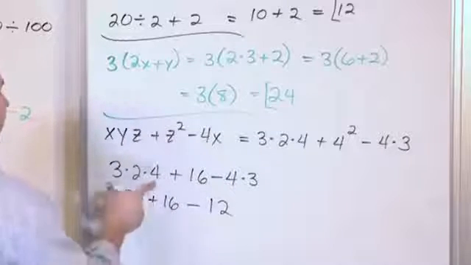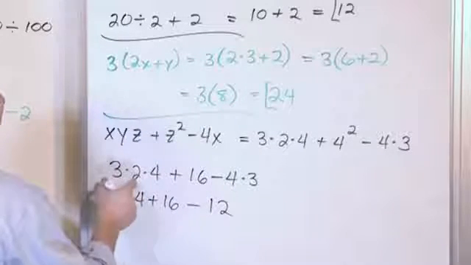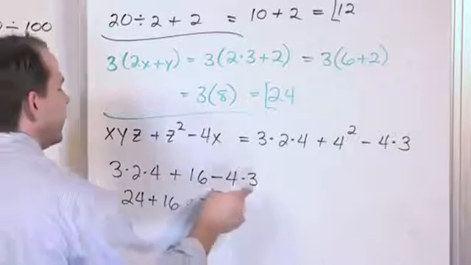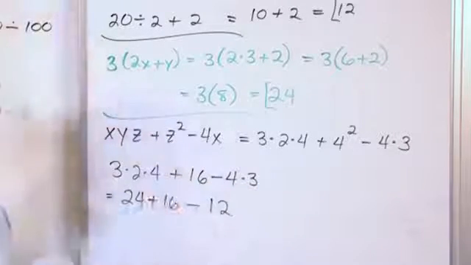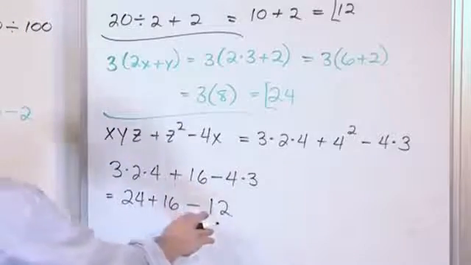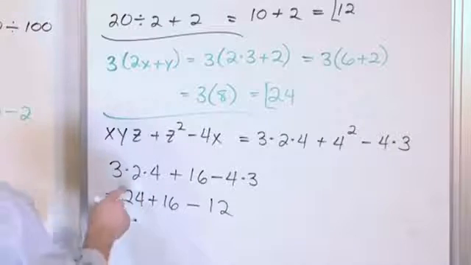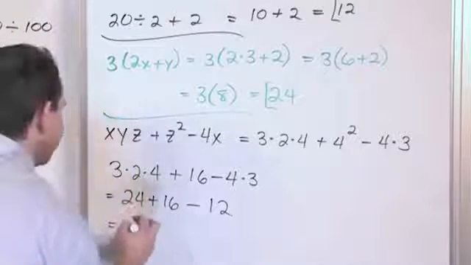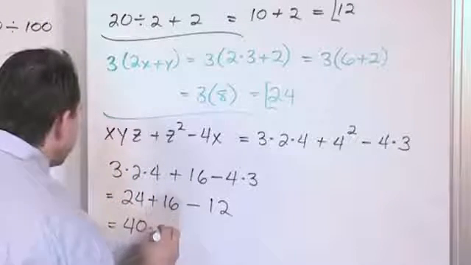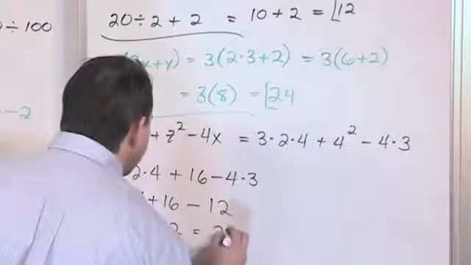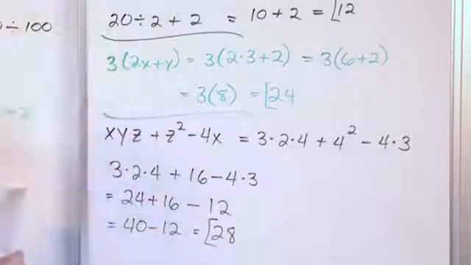Make sure you understand that. All we did was do 3 times 2 is 6, times 4 is 24. The 16 stays where it is. 4 times 3 can be multiplied together to give us 12. Now we have a bunch of addition and subtraction, which is dead last, so we do it left to right like reading a book. 24 plus 16 is 40. Still have to subtract 12. And 40 minus 12 is 28. And that is the final answer.